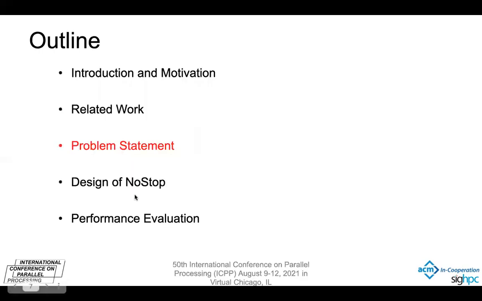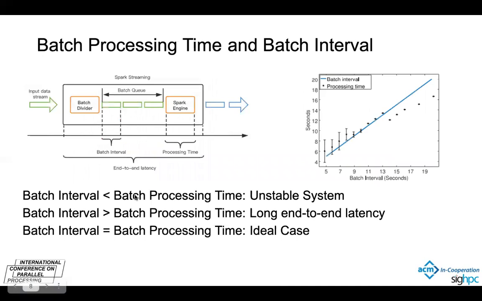Next is the problem statement. Before we directly jump into it, I'd like to illustrate the relationship between batch interval and batch processing time. Maintaining system stability and minimizing end-to-end delay are closely related and are reflective of the relationship between batch interval and batch processing time. When batch interval is smaller than batch processing time, the unprocessed batch would pile up in the batch queue. This system is therefore unstable and would even crash with long-running applications.